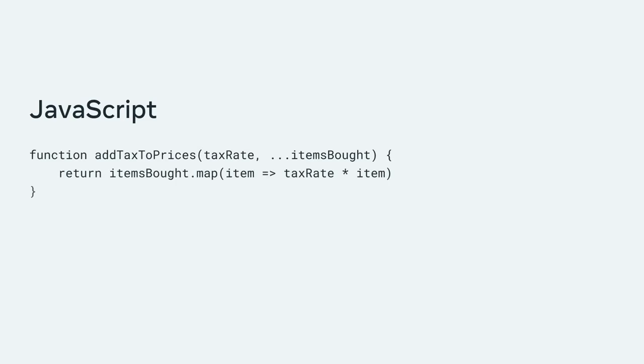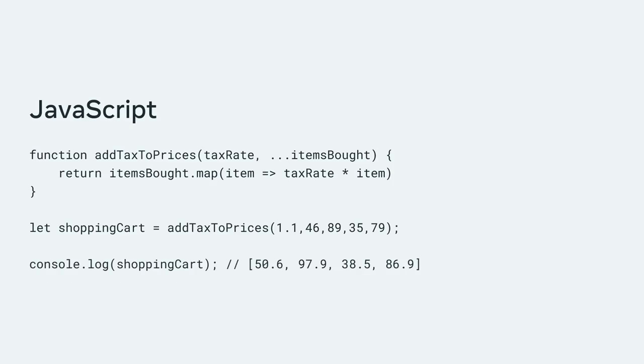The rest operator is also useful in functions too. In fact, I can use a rest parameter to quickly multiply values. I create a function to add the tax rate to prices. I name it addTaxToPrices and give it 2 parameters, the tax rate and the rest operator with the items bought. The function returns each item with the tax rate.